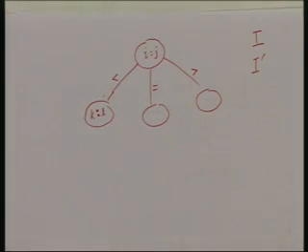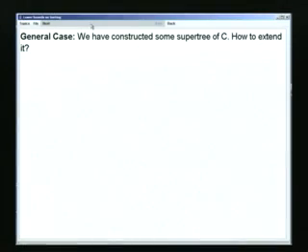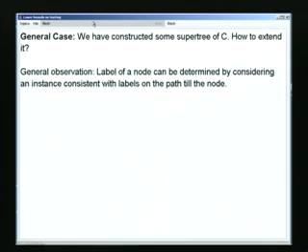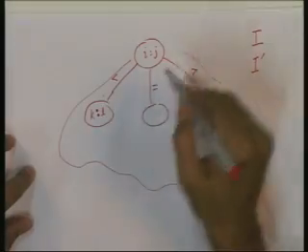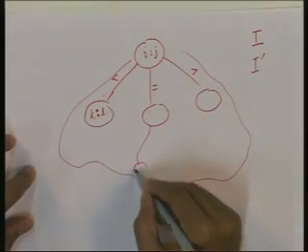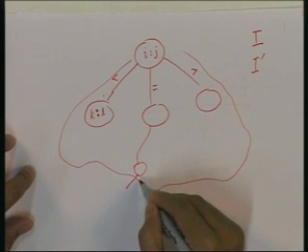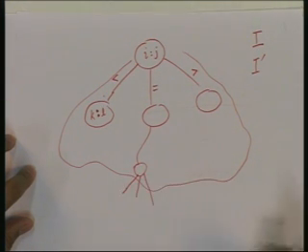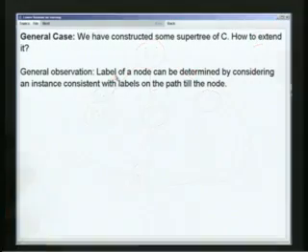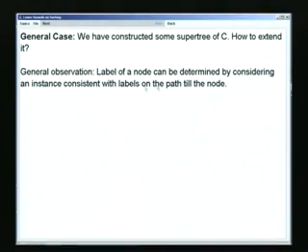Now we can generalize this. So the general pattern is we have constructed some super tree of C. How do we extend it? Okay. So we have constructed something like this, and in general we might have constructed some path, and then we want to extend this path outwards. How do we do that? Okay. So here is the observation: the label of a node can be determined by considering an instance consistent with the labels on the path till the node. So I want to determine the label of this node over here. How do I do it?